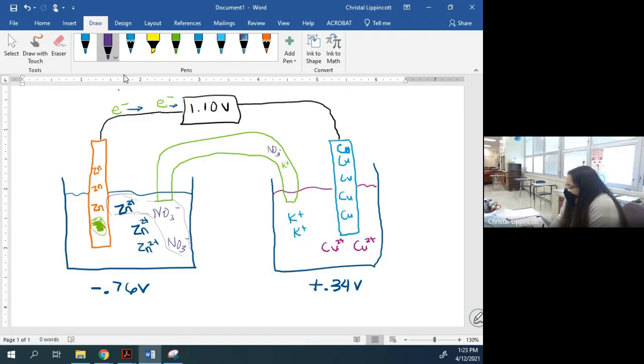We might run out of stuff in our salt bridge, or we might run out of this anode. When that happens, what happens to your battery? What do we say happened to your battery? Dead. It's dead. Yeah, because you've run out of this.